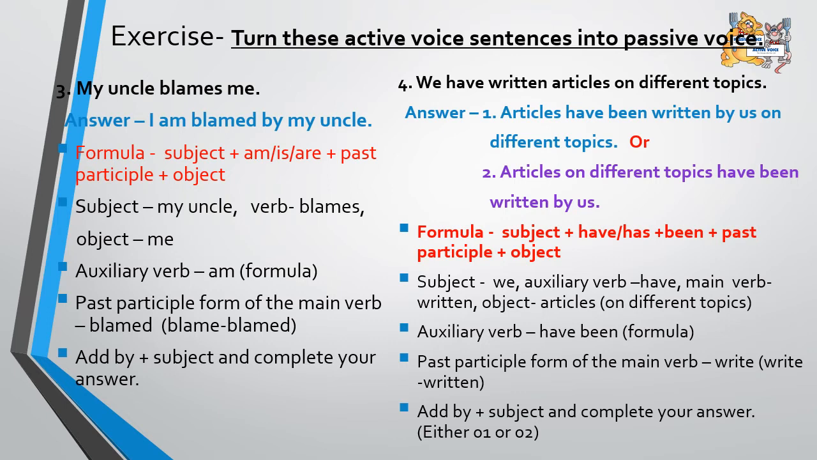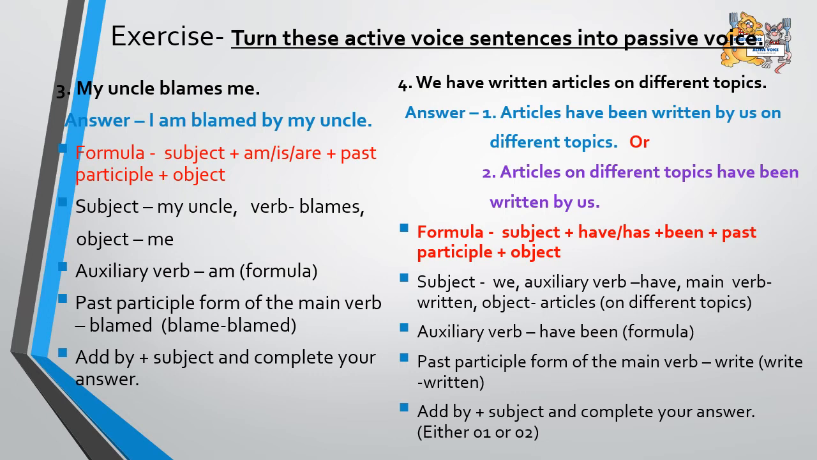Now the complete answer is I am blamed by my uncle. The fourth sentence is we have written articles on different topics. This sentence is in present perfect tense, so you should apply its passive voice formula.